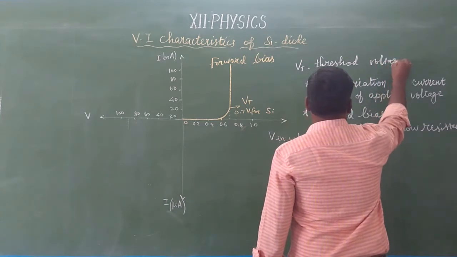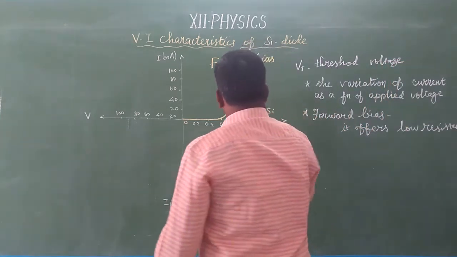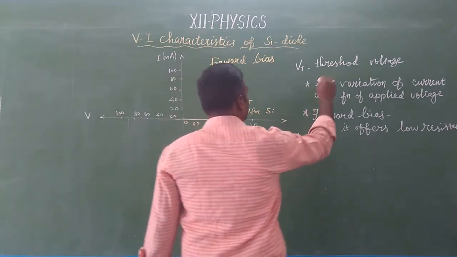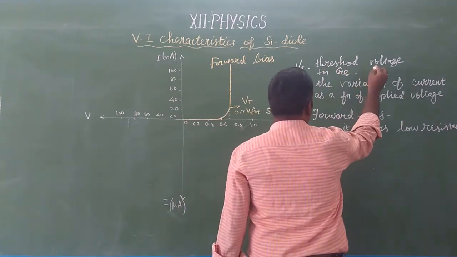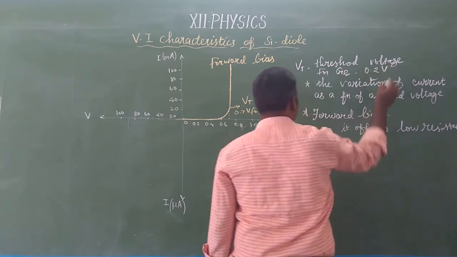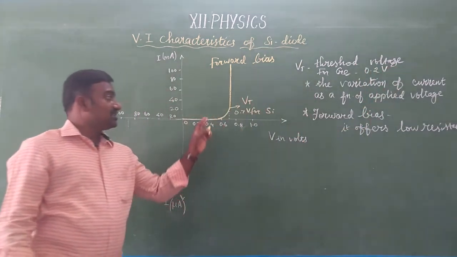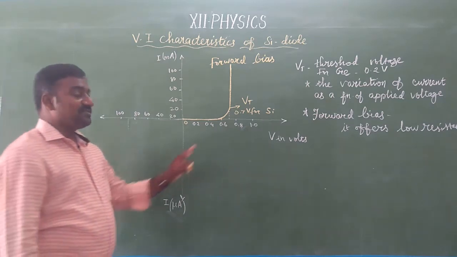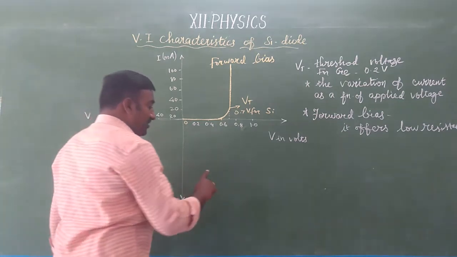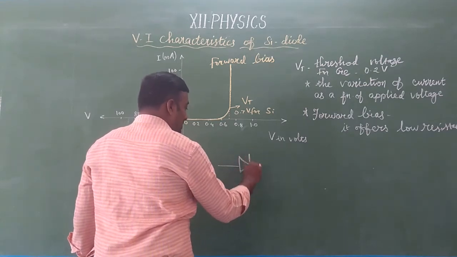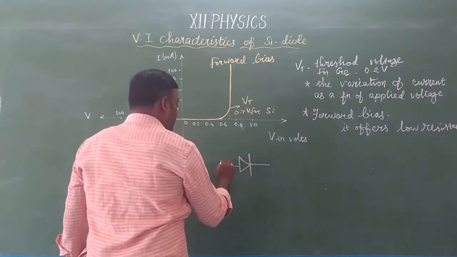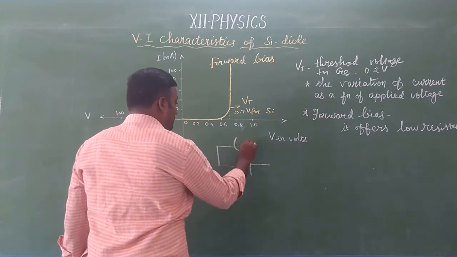It is different for different semiconductors. For germanium, this value is very low, that is 0.2 volt. If we use a silicon diode, the voltage is higher, that is 0.7 volt. The forward bias PN junction diode circuit looks like this. This is a PN junction. The voltmeter is always connected across the diode.